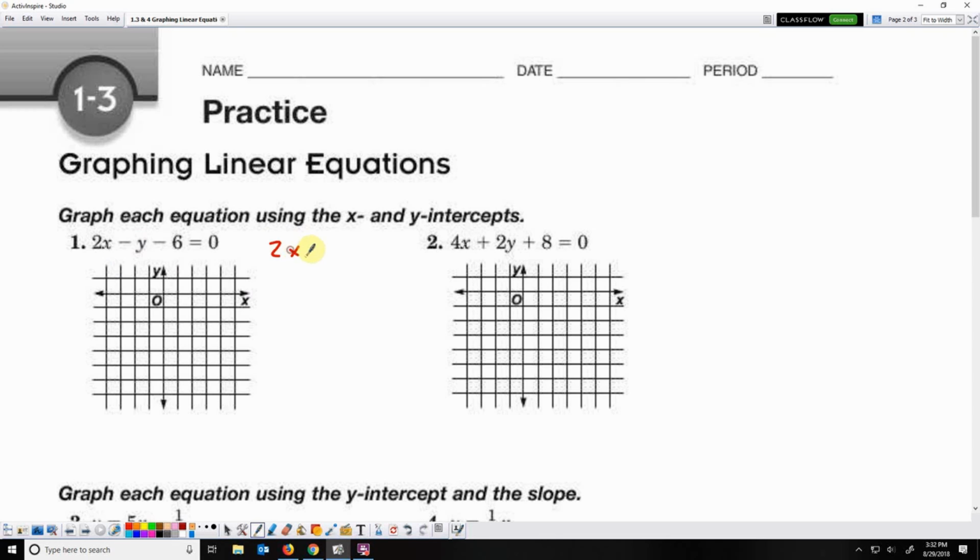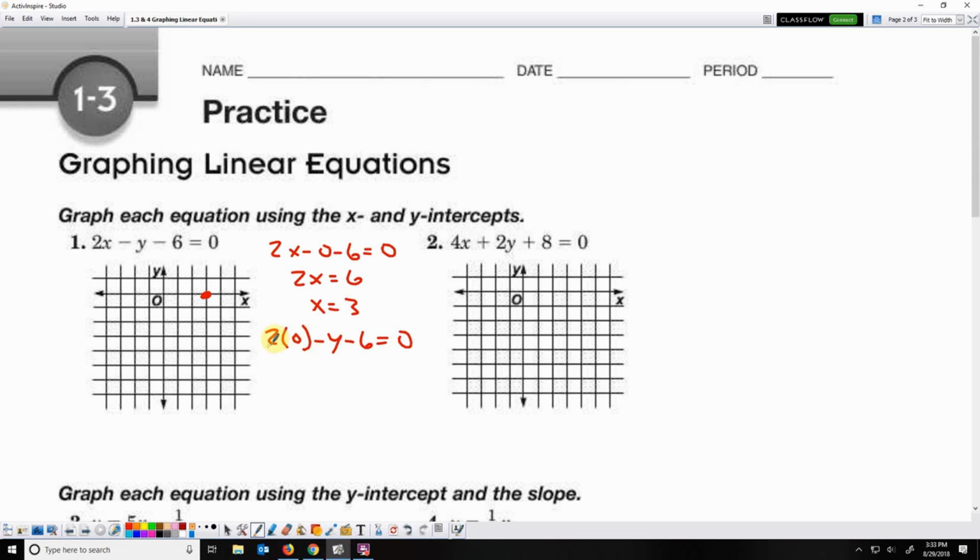So 2x minus 0 minus 6 equals 0. Okay, so we can ignore that minus 0, move that 6 to the other side, so 2x equals 6. So the x-intercept is 3. Okay, so right here is our origin, 1, 2, 3. That's our x-intercept. To find the y-intercept, we set x equal to 0.